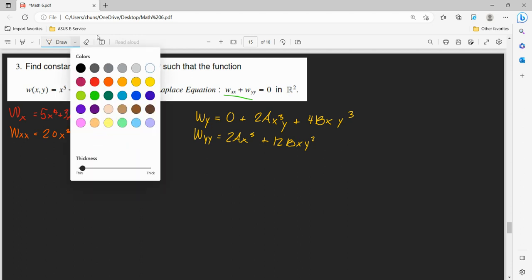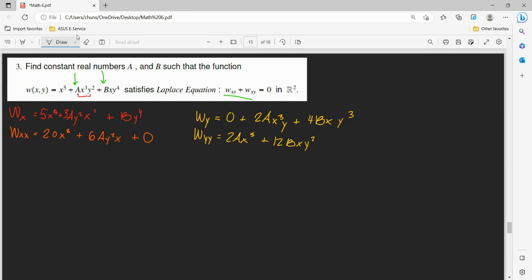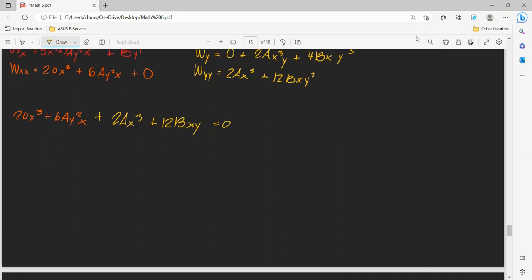Okay, so now we're given our equation, so we want to use our value for our wxx. So this is 20x cubed plus 6ay squared x. And we want to make that equal to our double derivative of our wyy. So this is 2ax cubed plus 12bxy. Okay, and now we're going to find some common factors between them. Sorry, this is supposed to be plus. It's equal to 0. So we're going to find some common factors between them.